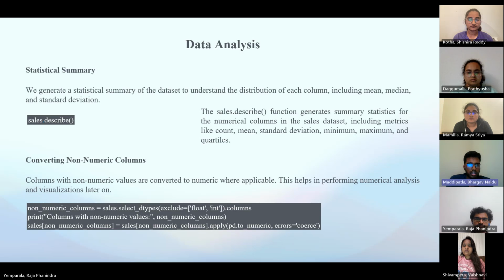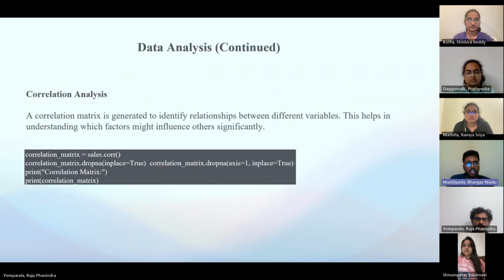One more is converting non-numeric columns. Columns with non-numeric values are converted to numeric values where applicable. This helps in performing numerical analysis and visualization later on. Next slide, please. One more is correlation analysis. A correlation matrix is generated to identify relationships between different variables. This helps in understanding which factors might influence others significantly.